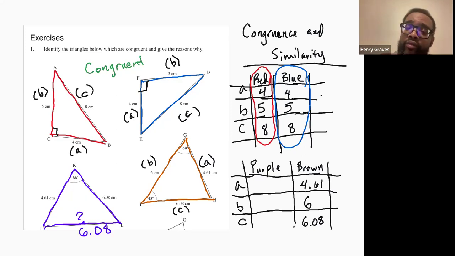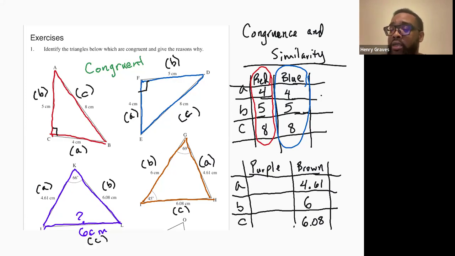So put in the numbers. This is my A, smallest side. This is my B, and this is my C. Write everything down. I'm going to have 4.61. B is 6, and C is 6.08. Sorry, not 4.60.